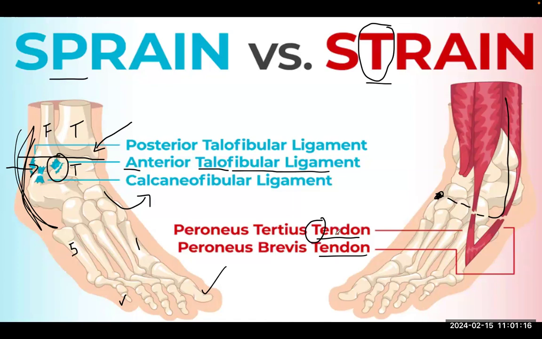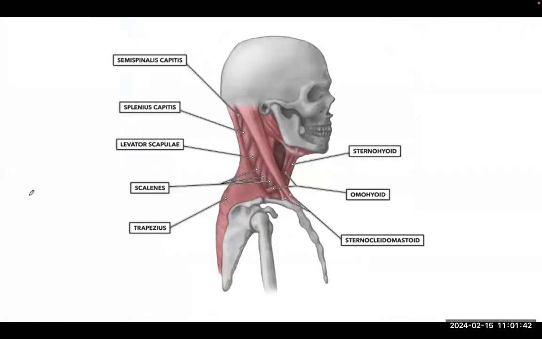Now, so we understand the concept of strain and sprain now. Which one takes a longer time to heal? Which one heals quicker? Muscles and tendons have a better blood supply, and as a result of a better blood supply, muscles and tendons can heal quicker. Ligaments take a longer time to heal. Now, we have muscles and tendons around and ligaments around other parts.